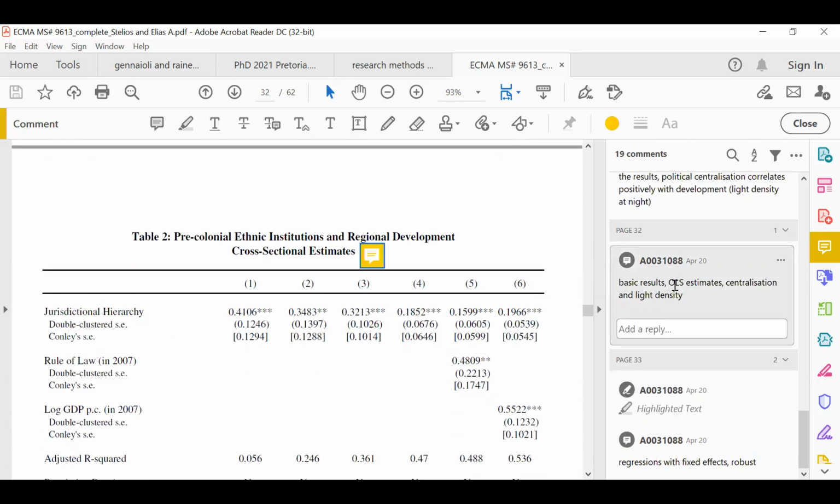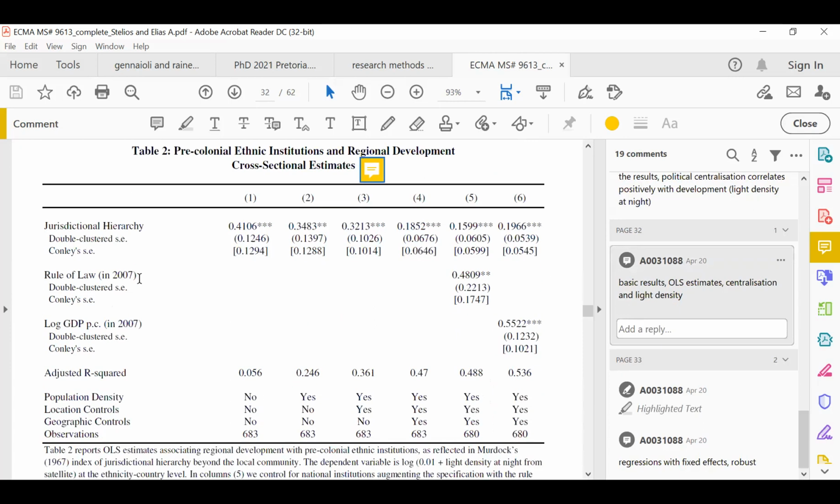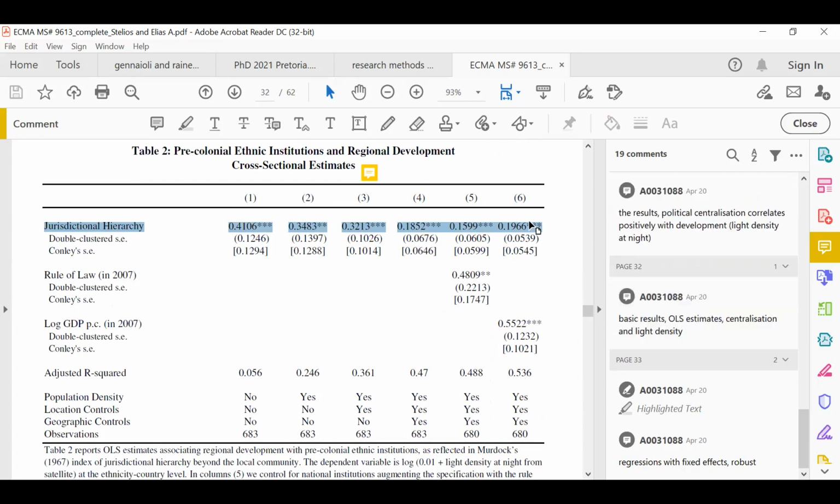Basic results, OLS estimates: centralization, light density, jurisdictional hierarchy. Estimates are always positive and statistically significant. And remember, the dependent variable is light density at night, against jurisdictional hierarchy or state centralization. Also, they use a different variable there, rule of law, and this is also positive against light. Rule of law is very important, folks. We saw all about it two weeks ago.